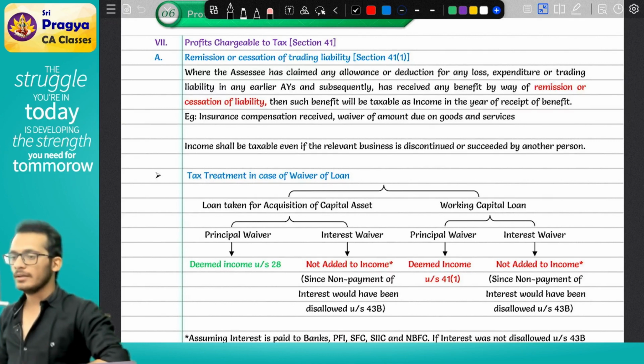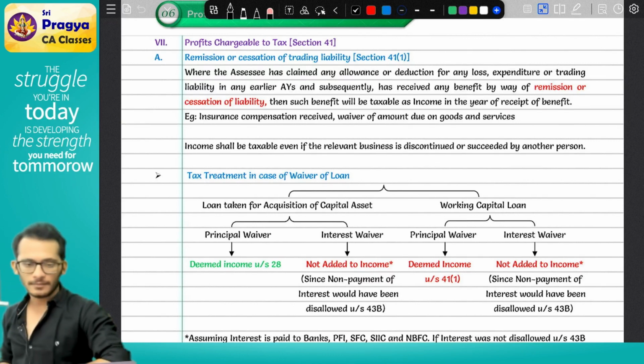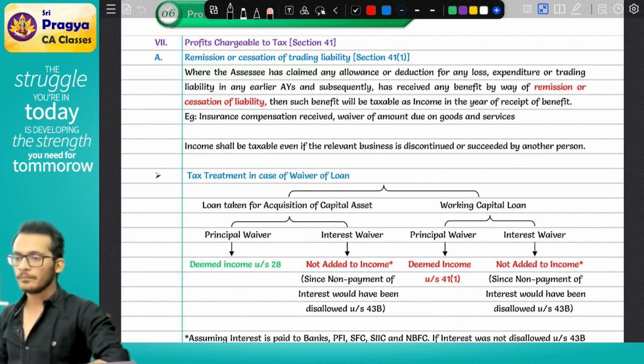Clear? Yes, so we'll do this in the next class. Yes, can you prepare and come for tomorrow? Yes, let's prepare and come.